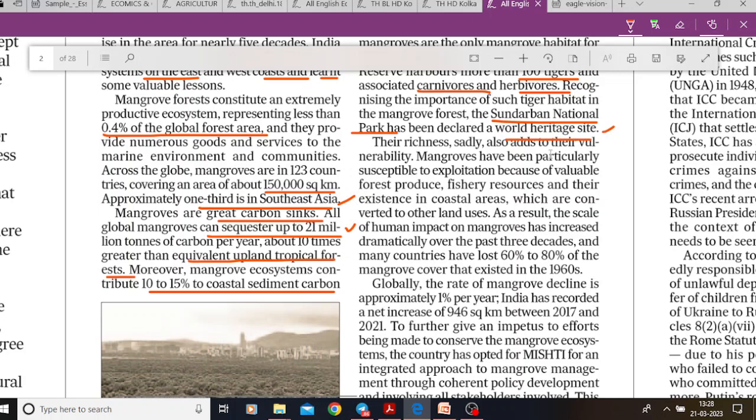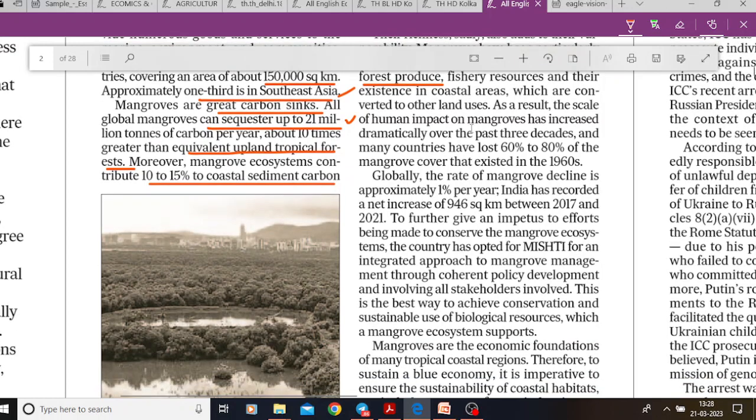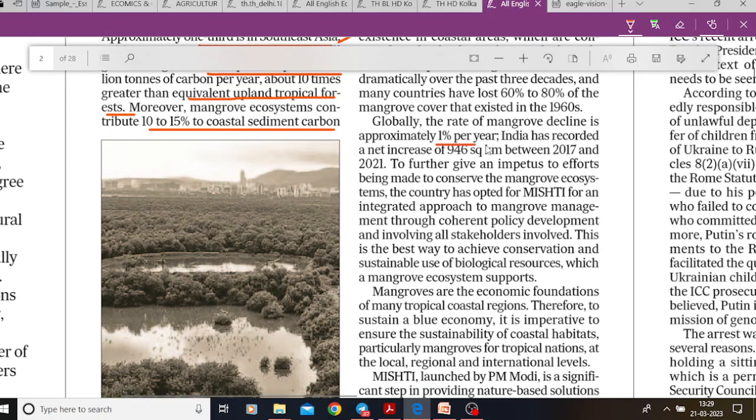Their richness sadly also adds to their vulnerability. Mangroves have been particularly susceptible to exploitation because of valuable forest produce, fishery resources, and their existence in coastal area, which are converted to other use. As a result, the scale of human impact on mangroves has increased dramatically. Globally, the rate of mangrove decline is approximately 1% per year. India has recorded a net increase. That's a very important point.